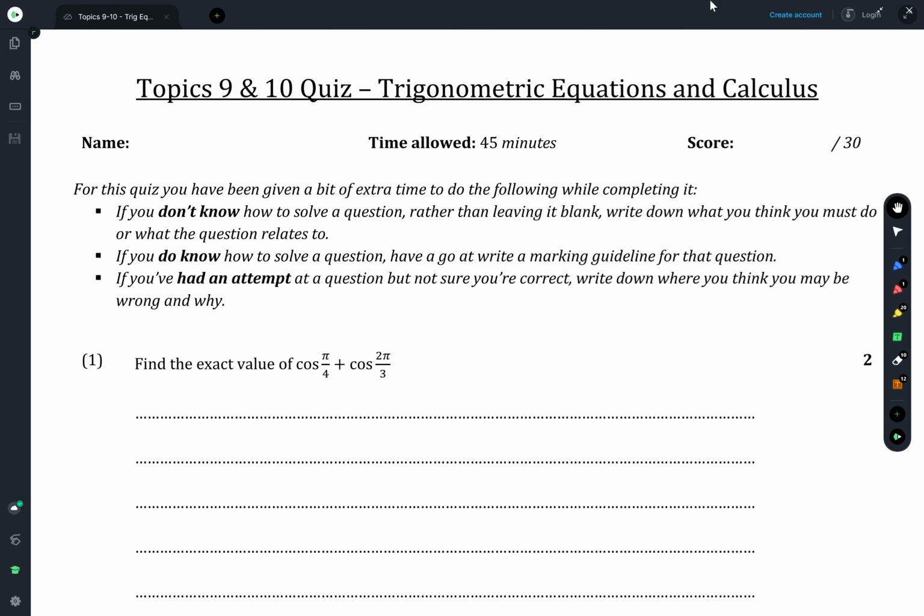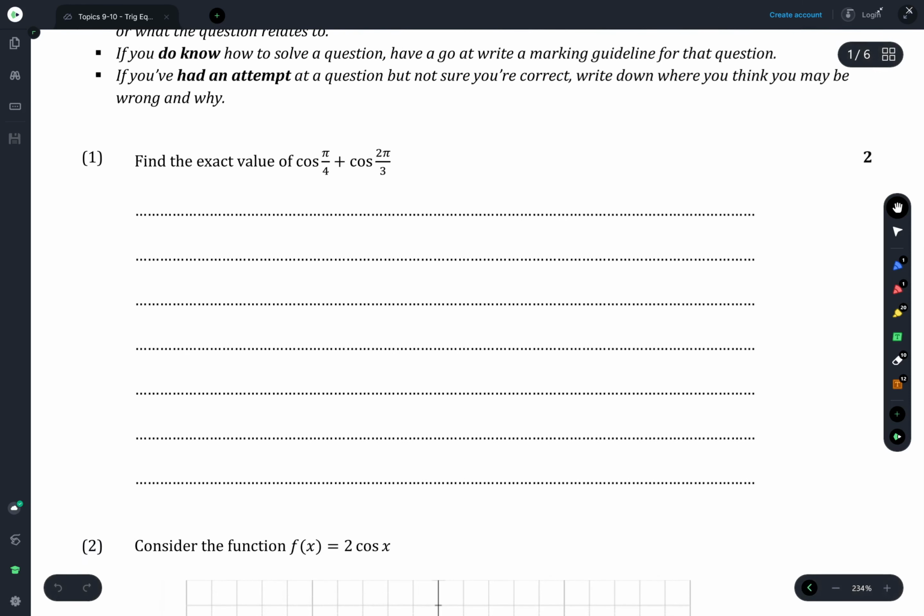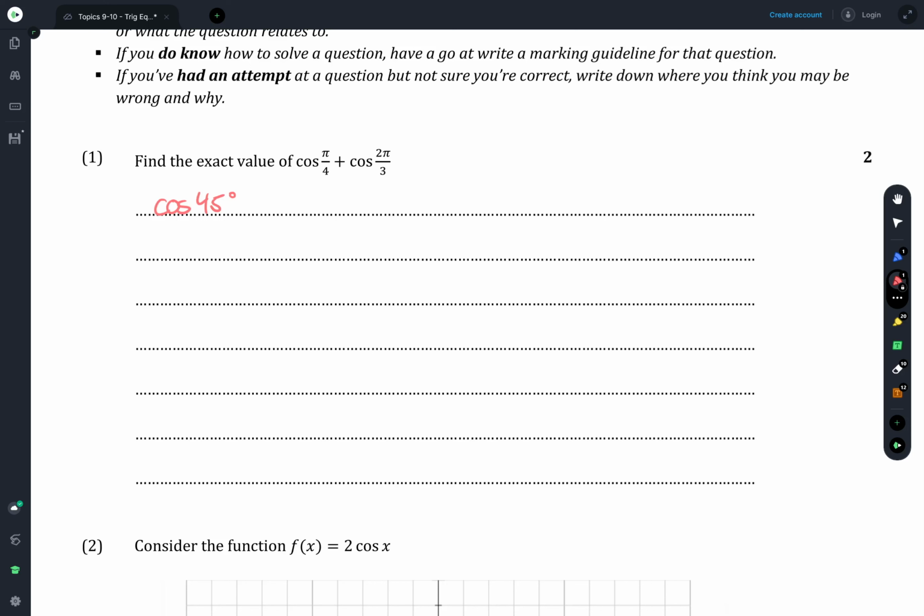Starting with this first question, we want to find the exact value of cos pi over 4 plus cos 2 pi over 3. Some students find it helpful to first of all change these radians into degrees. So we'll start off with that. So pi over 4 radians can be written as cos 45 degrees, and cos 2 pi over 3 can be written as cos 120 degrees.